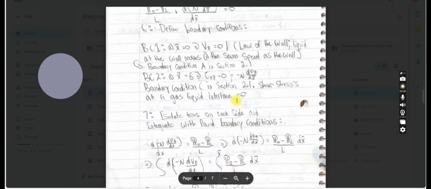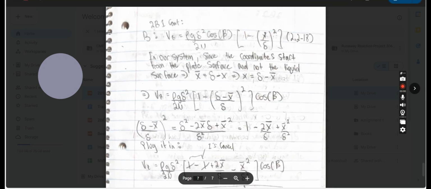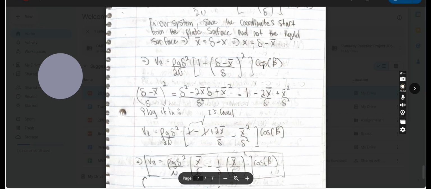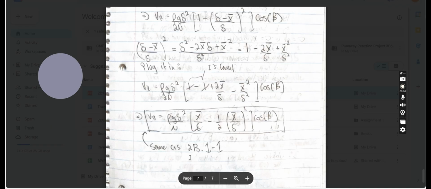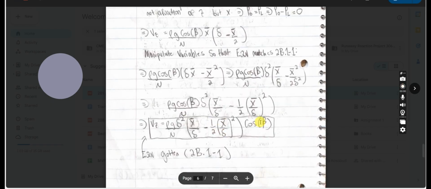So then basically just go back to the 2.2-18 and you insert that definition, sigma minus x bar, in for x anywhere that it is, which is just right there, I think. Do that and then expand the polynomial there, and do some algebra to make it into this. Then the ones cancel, and you get back to your equation that you solved for earlier. This is the same as this here, so you know it's right.